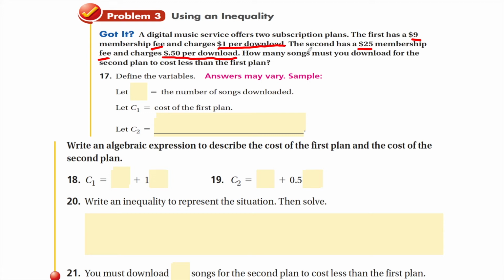What we're trying to figure out is how many songs must you download for the second plan to finally cost less than the first plan. We're going to pick r to be the number of songs downloaded.